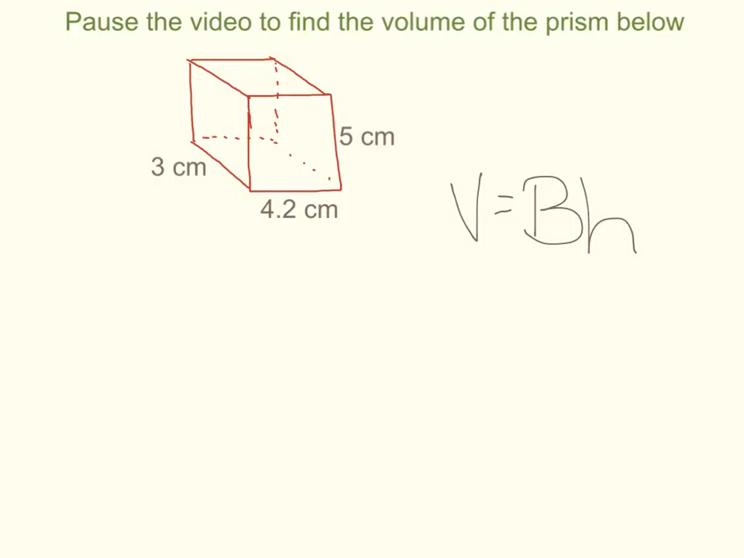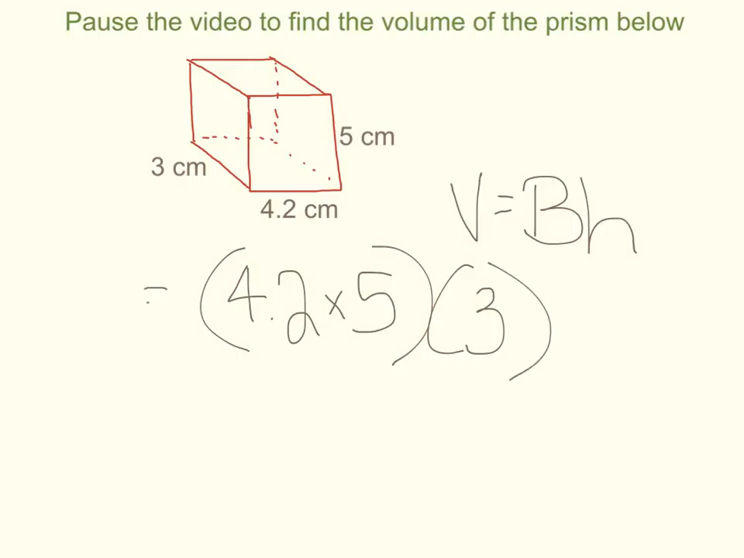So what we should have done is you should have found the area of the base, and it looks like in this particular shape we have a rectangular prism, so it doesn't really matter which one you determine as your base. So we're going to do the 4.2 times the 5 as the base, multiplying that by 3. So if you take 4.2 and you multiply it by 5, you get 21. 21 times 3 is 63.